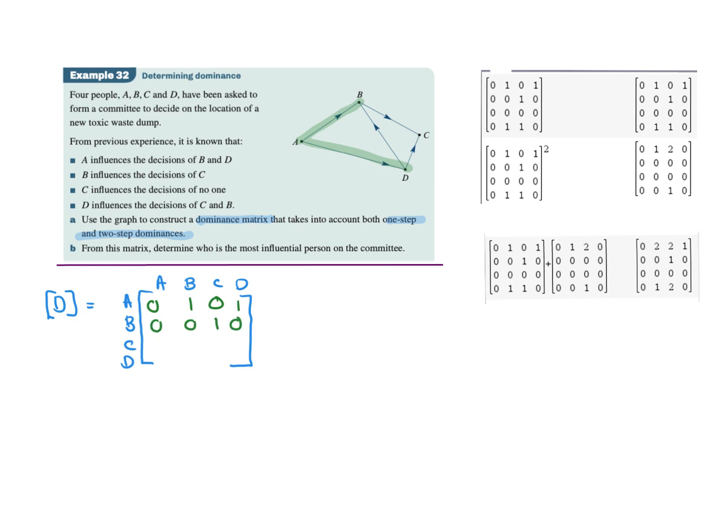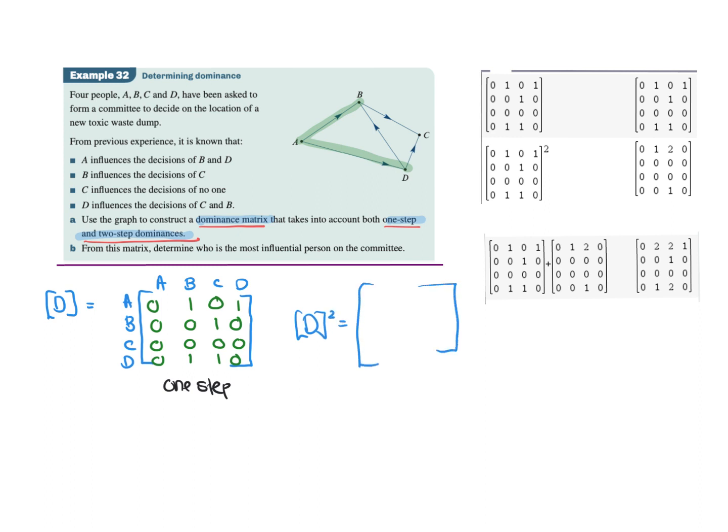C influences no one, so it's 0, 0, 0. And D influences C and B. So this one is our D. Now, because the question says they want the dominance matrix that takes in both 1 and 2 steps, remember, this one is 1 step, and D squared will give you 2 steps.